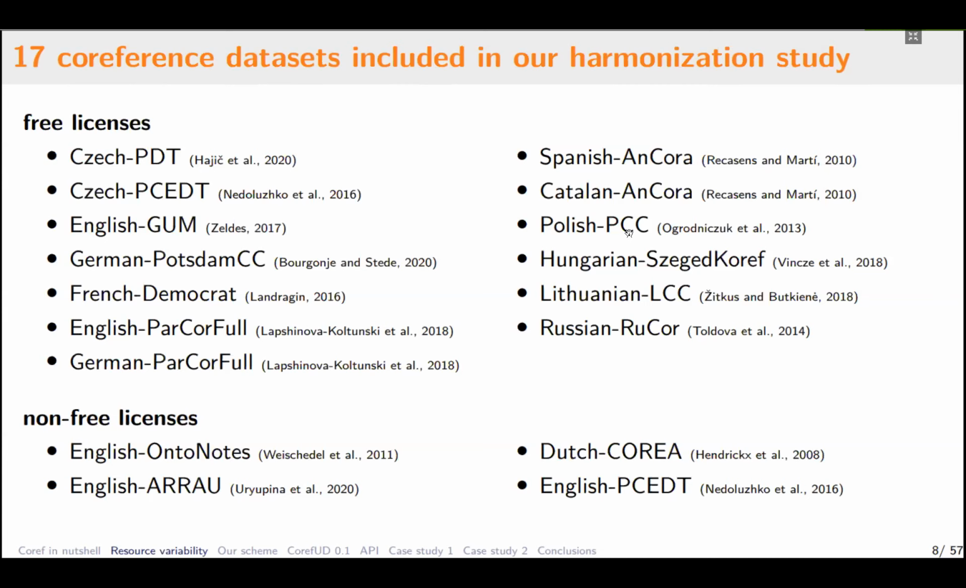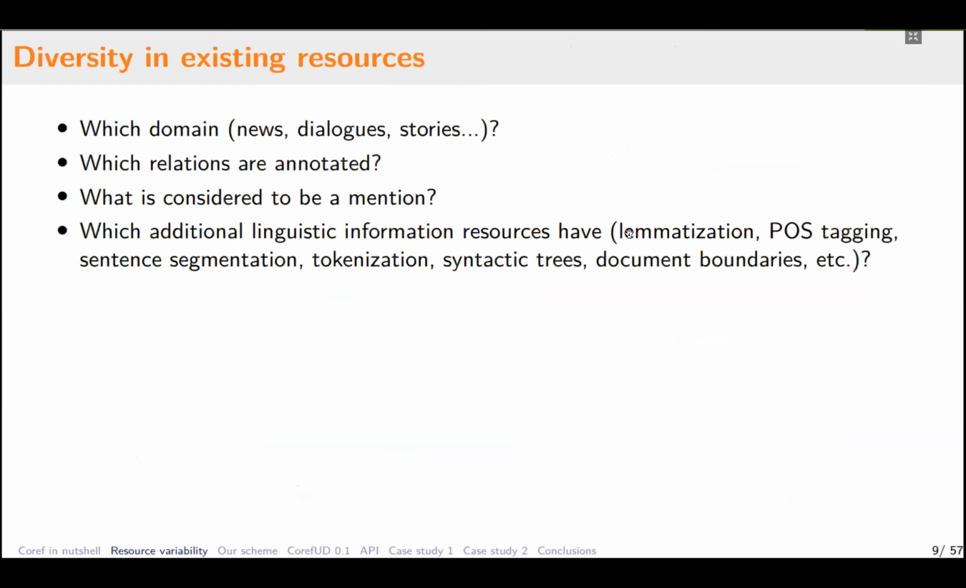And for non-free licenses, we harmonized but did not publish 4 more data sets. And these are English OntoNotes, the most popular coreference annotated data set for coreference resolution experiments. English ARRAU, this is the group of Massimo Poesio with a very thorough annotation scheme that we wanted to adopt. Dutch, the COREA corpus for Dutch, also with an interesting annotation scheme, and the English part of the PCEDT because of the Wall Street Journal texts that we couldn't include in the open release.